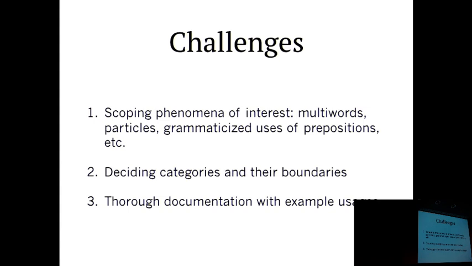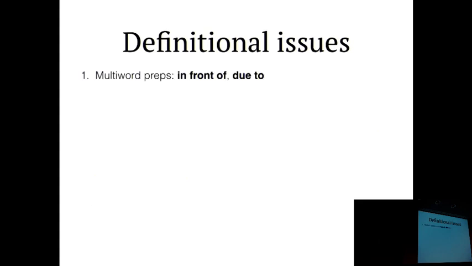Once we set up guidelines for that, the main effort was deciding what the categories should be, the semantic labels, and exactly how to apply them, and documenting lots of examples of that. But first, I'll give some examples of why the concept of preposition is a little more difficult than it might sound on the surface.